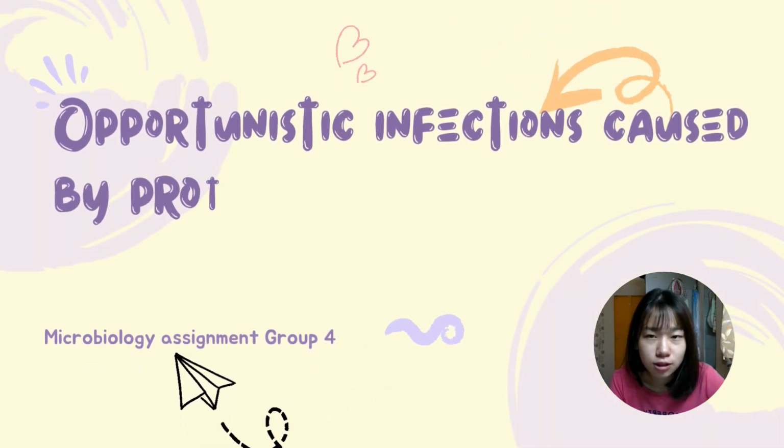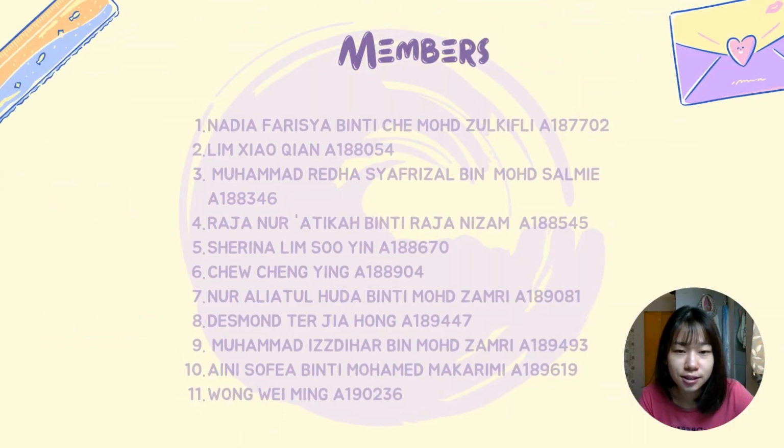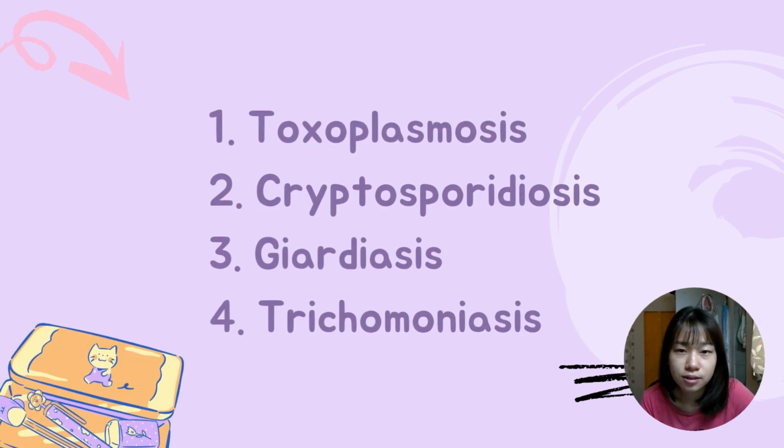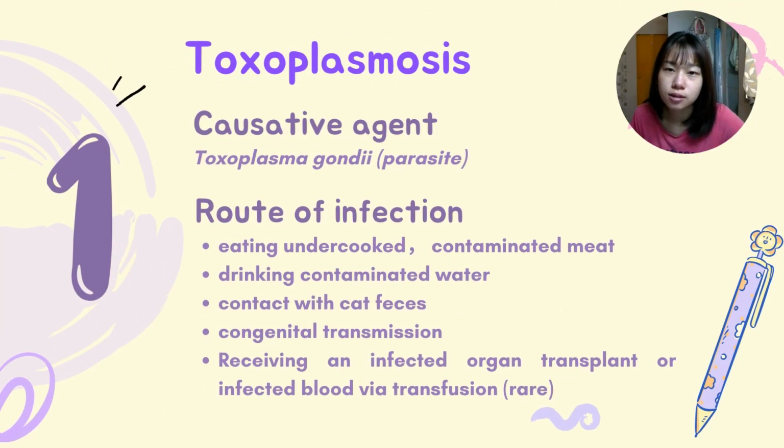We are from Group 4 and we would like to discuss opportunistic infections caused by protozoa. Here is the list of our members. We are going to discuss 4 types of infections caused by protozoa. Firstly, toxoplasmosis. Secondly, cryptosporidiosis. Thirdly, giardiasis. And lastly, trichomoniasis. I would like to start off with the first type of infection, which is toxoplasmosis.